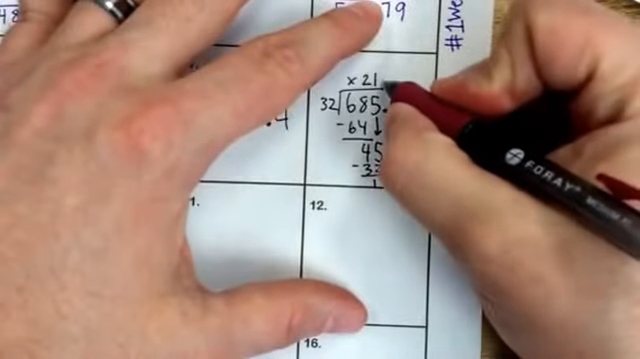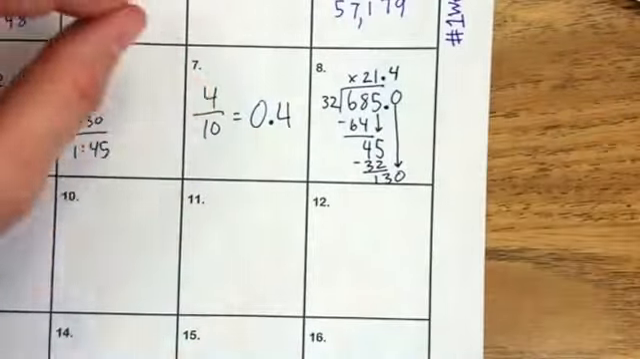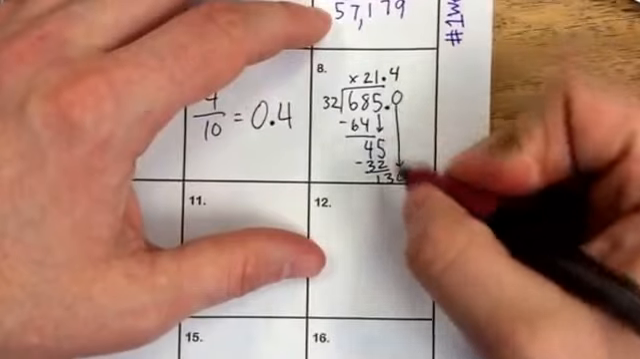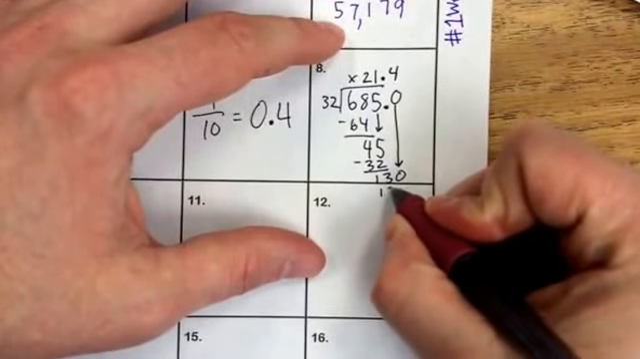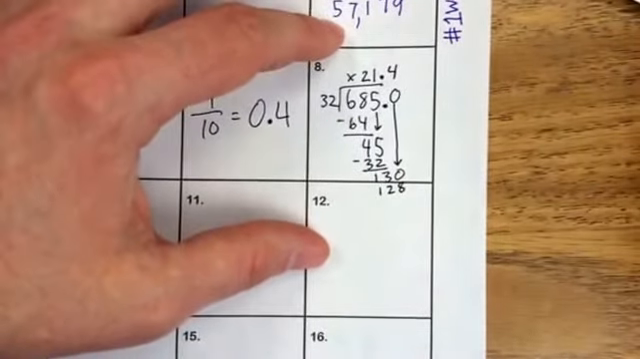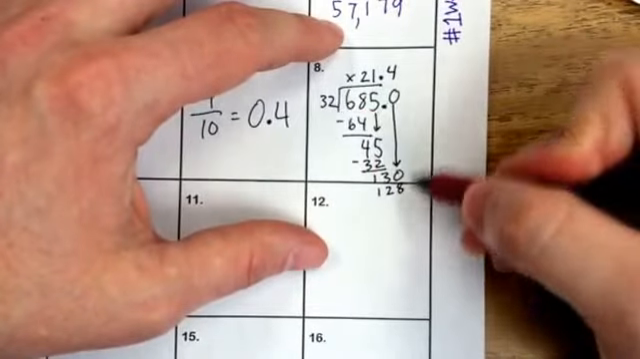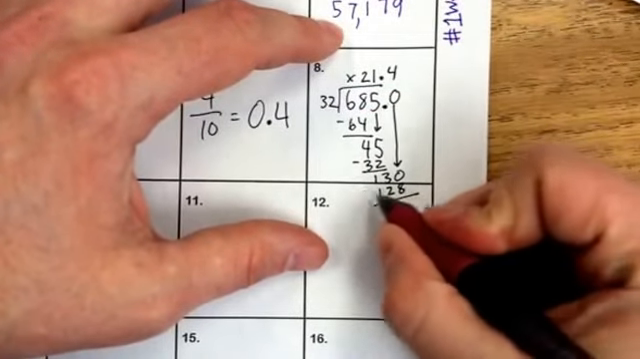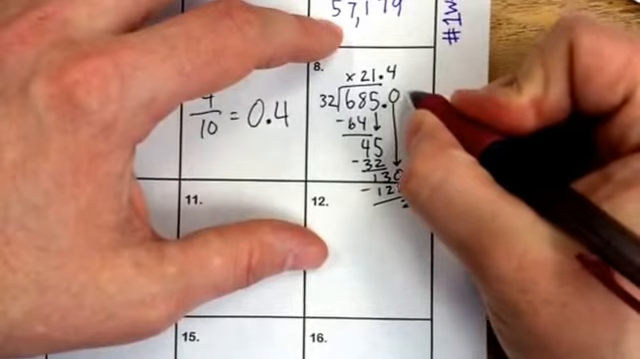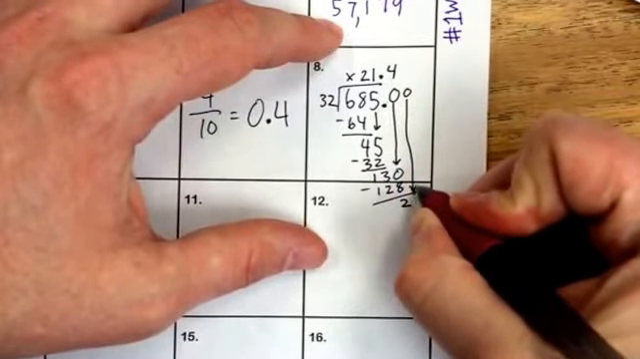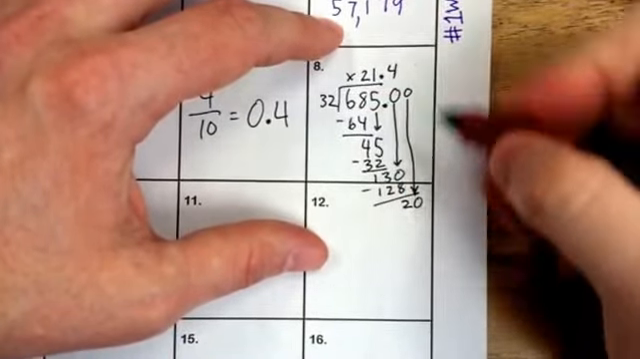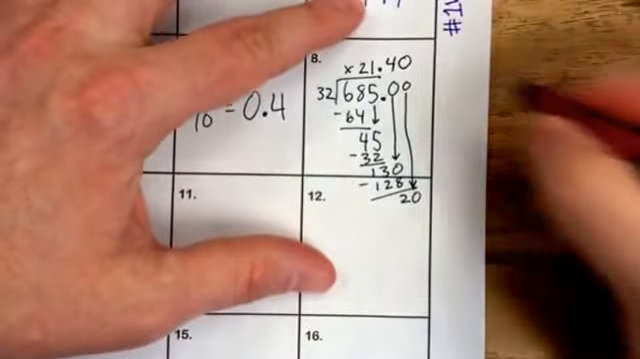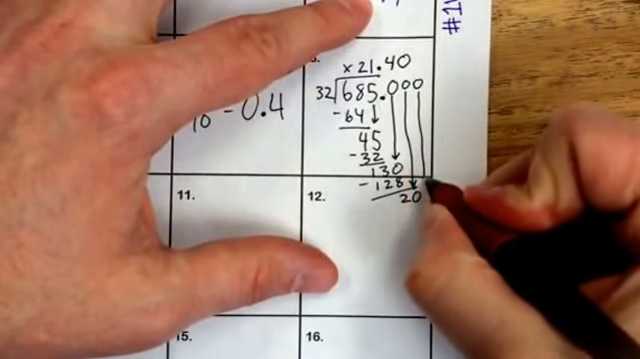And I know that 4 times 3 is going to give me 12, and 4 times 32 is going to give me 128, because 4 times 2 is 8, 4 times 3 is 12. Subtract it out, I'm left with 2. I bring down a 0. I know that 32 cannot go into 20, so I put a 0 up here. I'm going to go ahead and add another 0, bring it down.